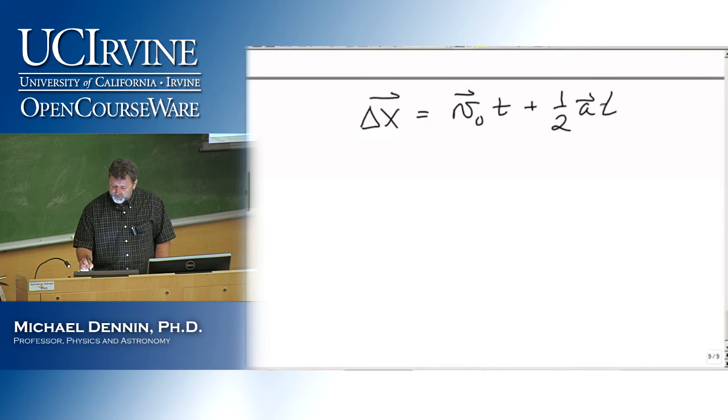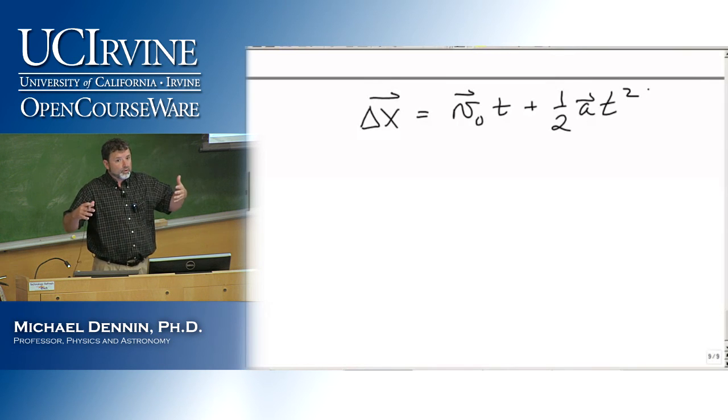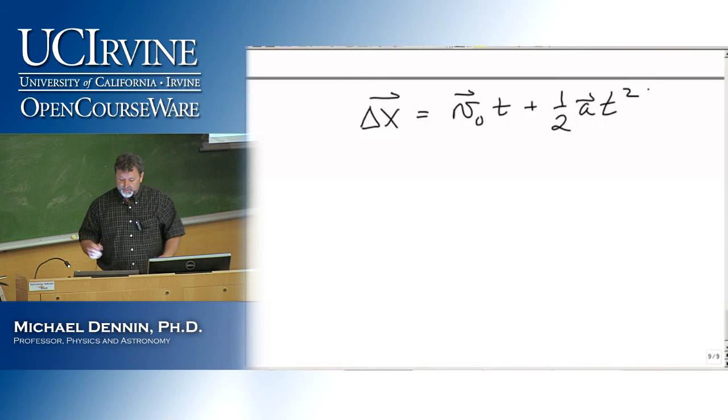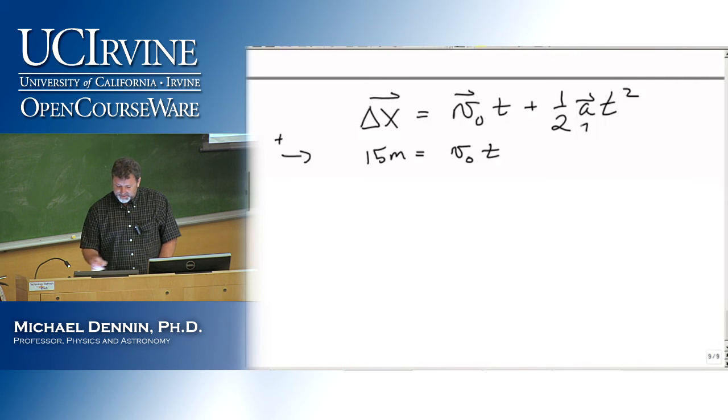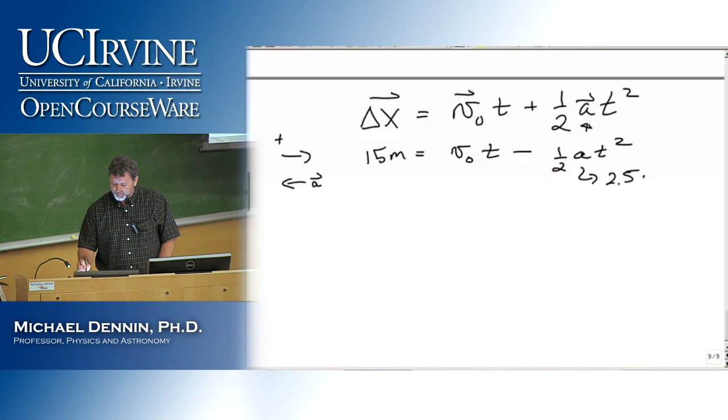And I'm going to use this to do one of two things. Write it as components. In this case, if I made it positive to the right, that's 15 meters. This is some unknown velocity times t. And this is to the left, so it's a negative 1/2 a t squared. And a is the 2.5 meters per second squared. That's if I was going right to algebra.